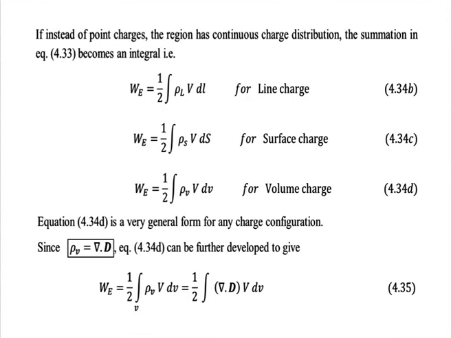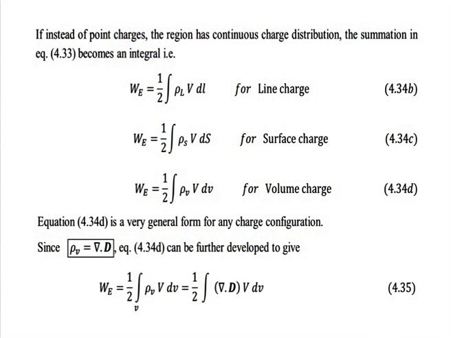If instead of point charges, we have other charge configurations like line charge, surface charge and volume charge, then the summation in equation 4.33 becomes an integral, and for the line charge it takes the form of 4.34b, for the surface charge it takes the form of 4.34c, and for the volume charge it takes the form of 4.34d. The last equation, that is 4.34d, is the most general form for any charge configuration.